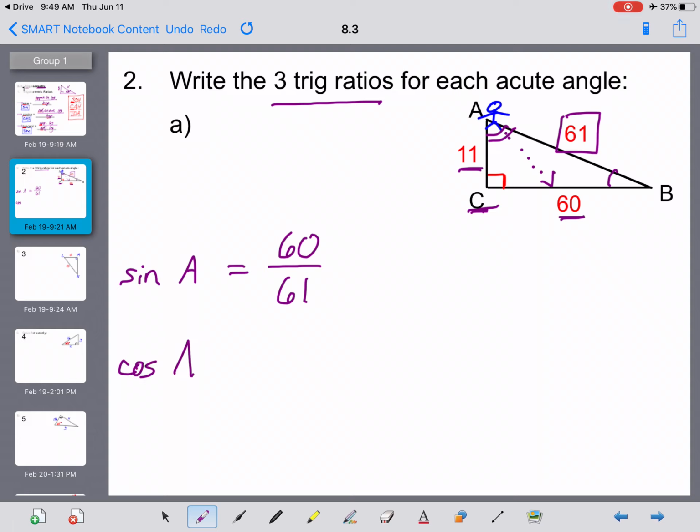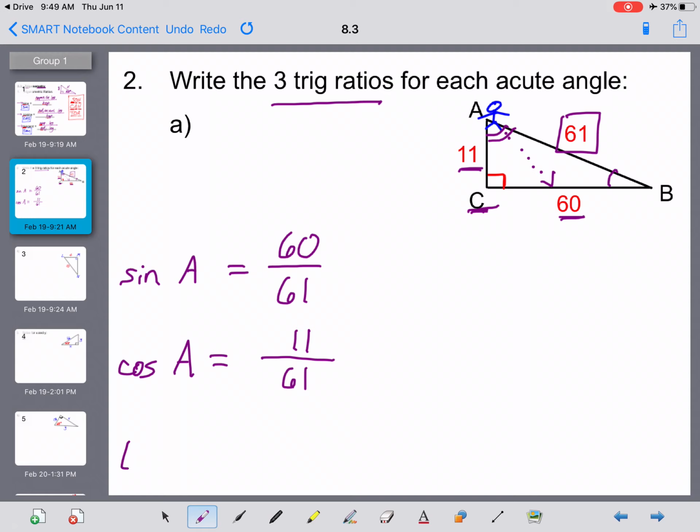All right, let's keep going now. The cosine of angle A. The definition of cosine, think about SOHCAHTOA, is adjacent leg over hypotenuse. So from where you're standing here at angle A, the adjacent leg, the one that's right next to you, the one that you're touching, is the 11. So that goes in the numerator. The hypotenuse hasn't changed. That's still 61.